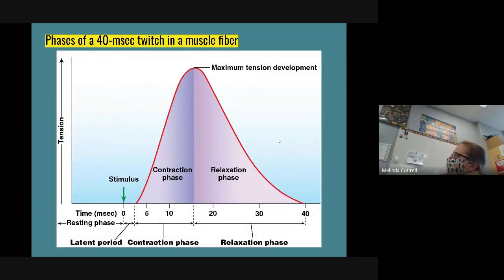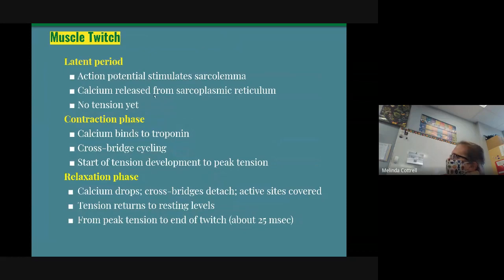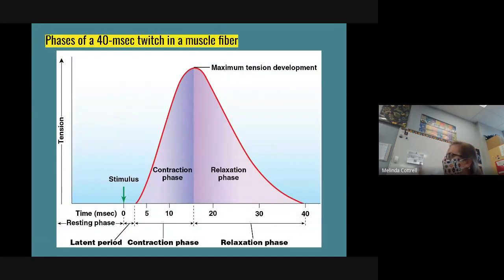So the latent period, you have an action potential stimulating, no tension, but calcium is starting to be released. The contraction is when you actually start the cross bridge cycling. And relaxation is when your tension returns down to resting levels. So that coincides with this, that latent contraction and relaxation. And that picture is at the bottom of 331.